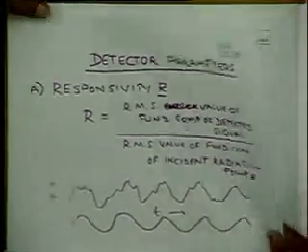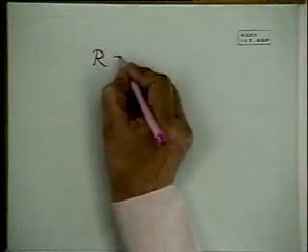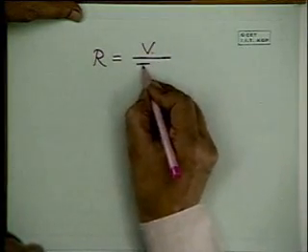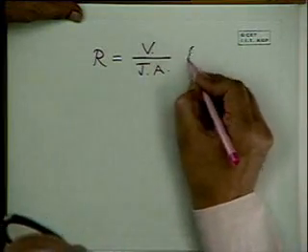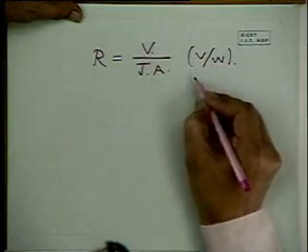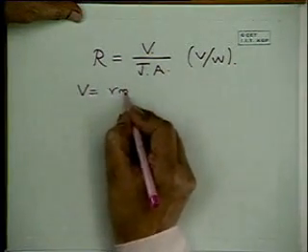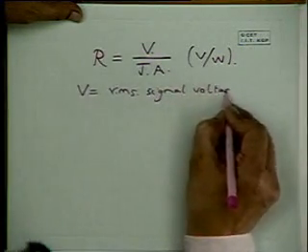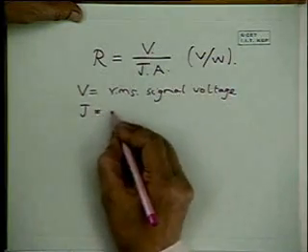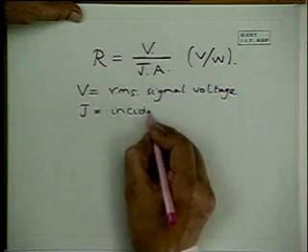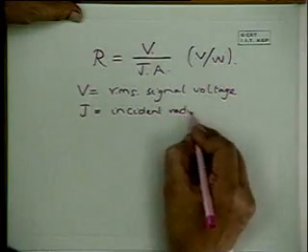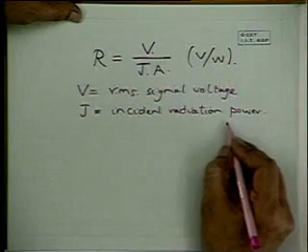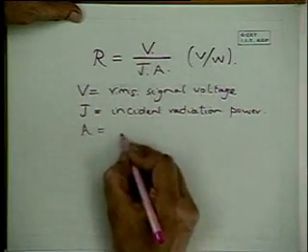So responsivity R can be given by V over J into A. This is in volts per watt, where V is the RMS signal voltage, J is the incident radiation power, and A is the area of the detector.